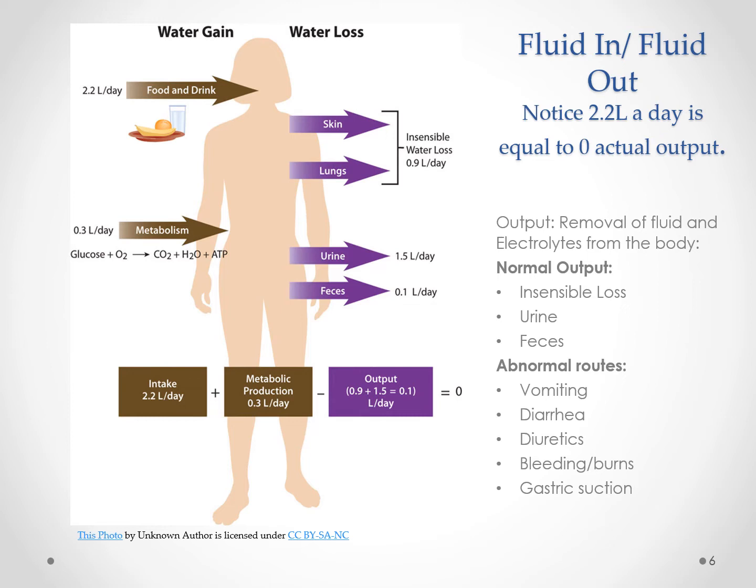Abnormal: vomiting, diarrhea, diuretics, so that's if someone's on Lasix or hydrochlorothiazide, bleeding, burns, gastric suction. Your body needs those juices in you so it can properly digest and use your body processes so that it can be excreted in the correct ways. So we have to be mindful of these abnormal routes because it will add up and you'll gain water or you'll lose water, and it's important to document those things.